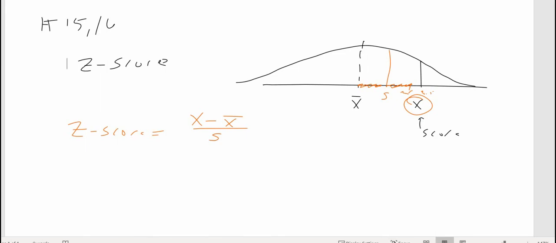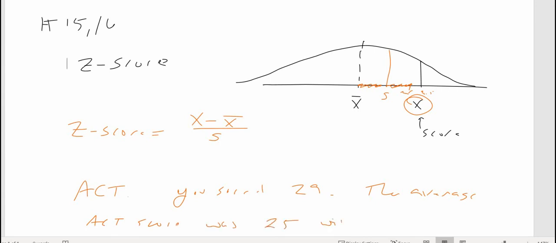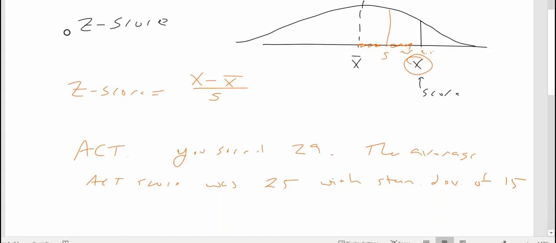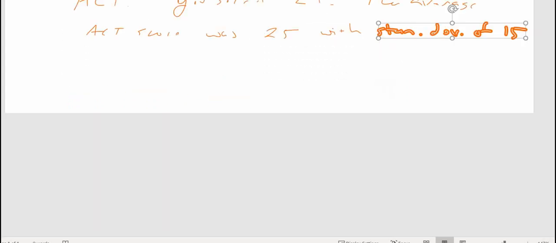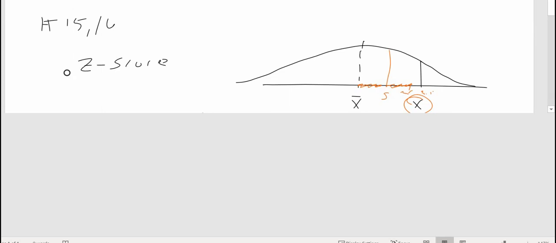Okay, so let's just say that we're looking at ACT scores. Let's suppose for a second you scored a 29, and let's further suppose the average ACT score was a 25 with a standard deviation of 15. How many standard deviations above the mean would you be?